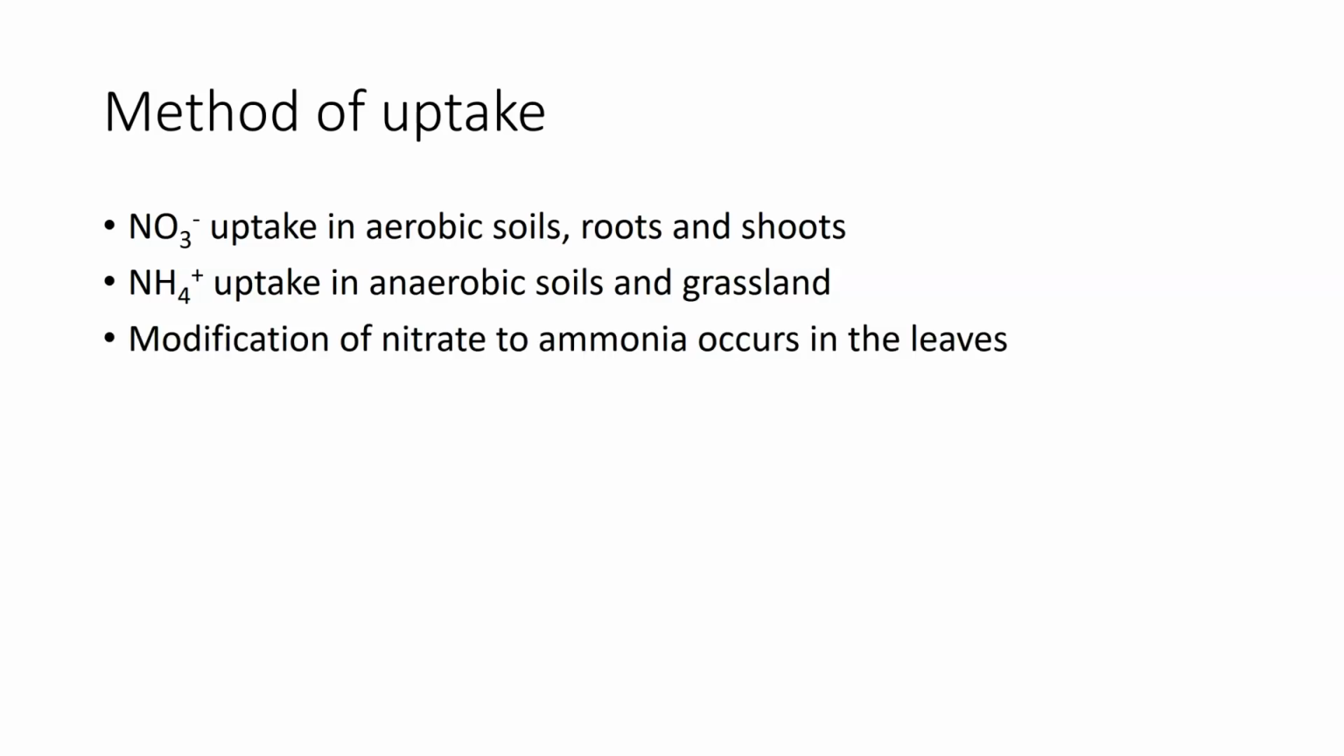Ammonia is the only form that plants use. You have to have a modification of nitrate to ammonia. This occurs within the leaves of the plant. You absorb nitrate out of the soil, you move it up and around in the nitrate form. When it reaches the leaves, you'll get conversion of the nitrate to the ammonia, and you can use that particular material from then on.